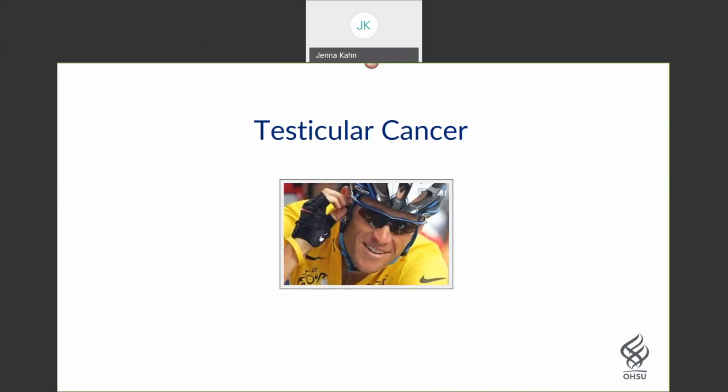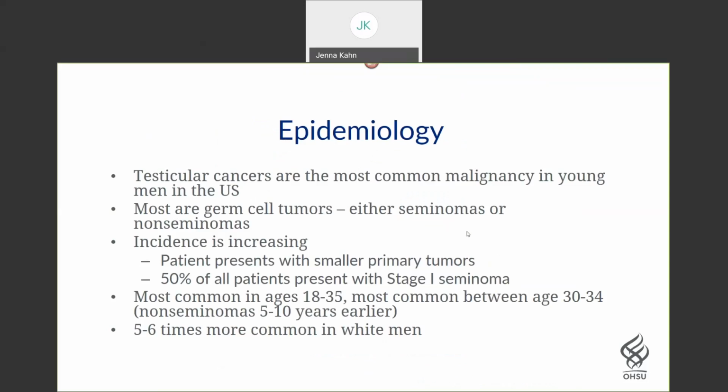Now we're going to talk about testicular cancer. You can see and know that Lance Armstrong had testicular cancer. Testicular cancer is the most common malignancy in young men in the US. Most are actually germ cell tumors, either seminoma or non-seminomas, and the incidence is increasing. Patients present with small primary tumors. 50% of all patients present with stage 1 seminoma, and the most common age is between 18 to 35, as well as 30 to 34 for non-seminomas. They are 5 to 6 times more common in white men.